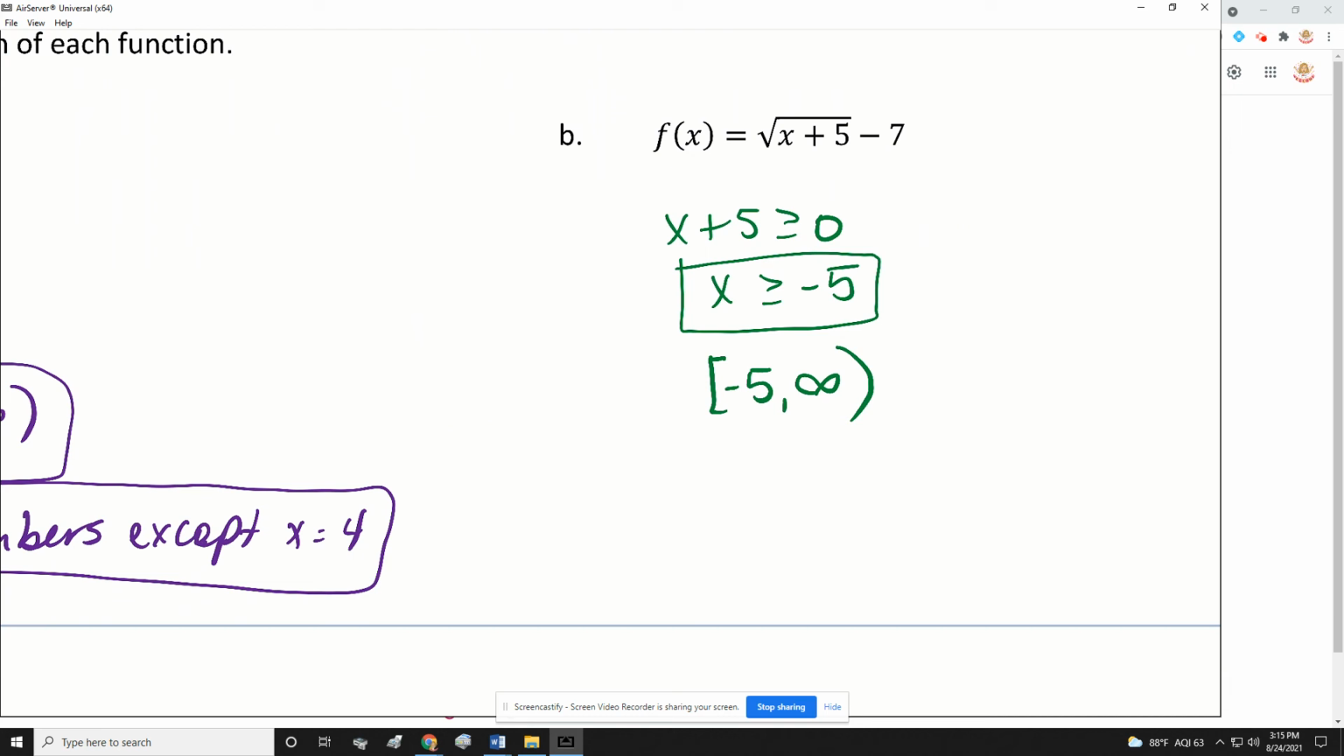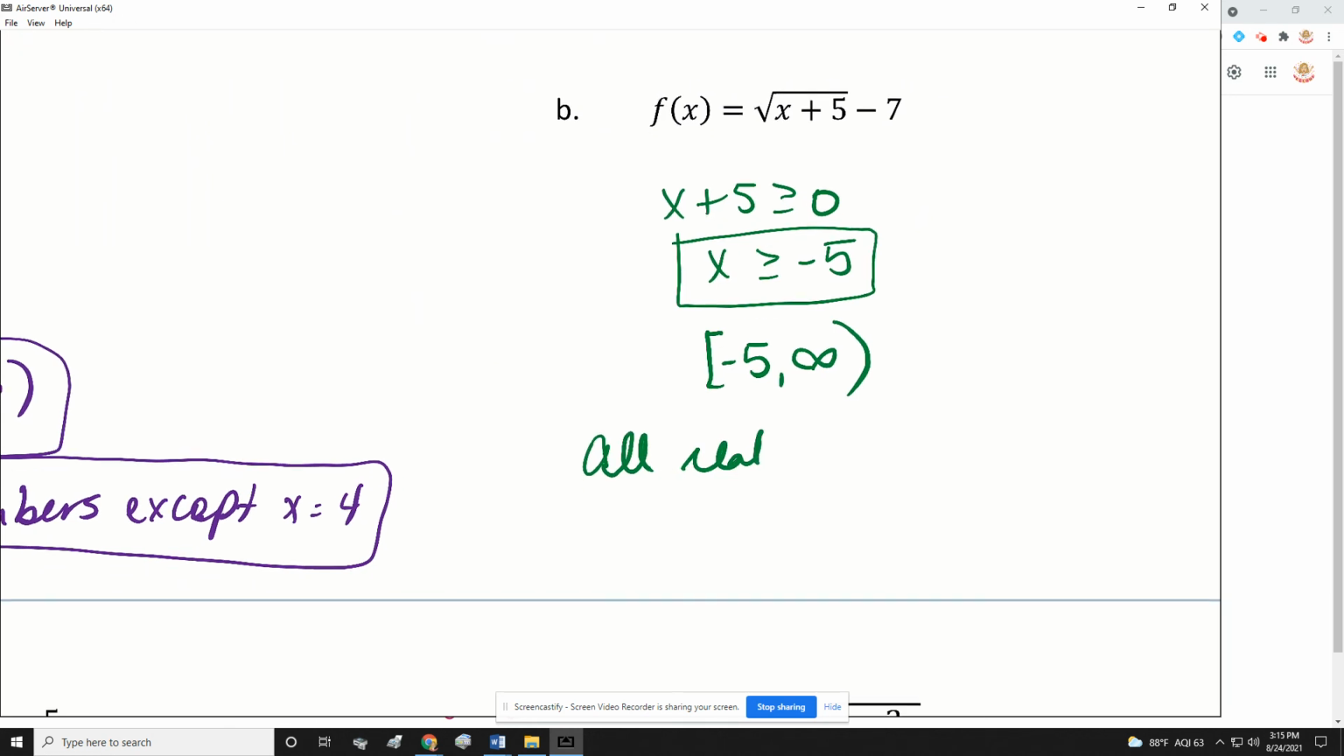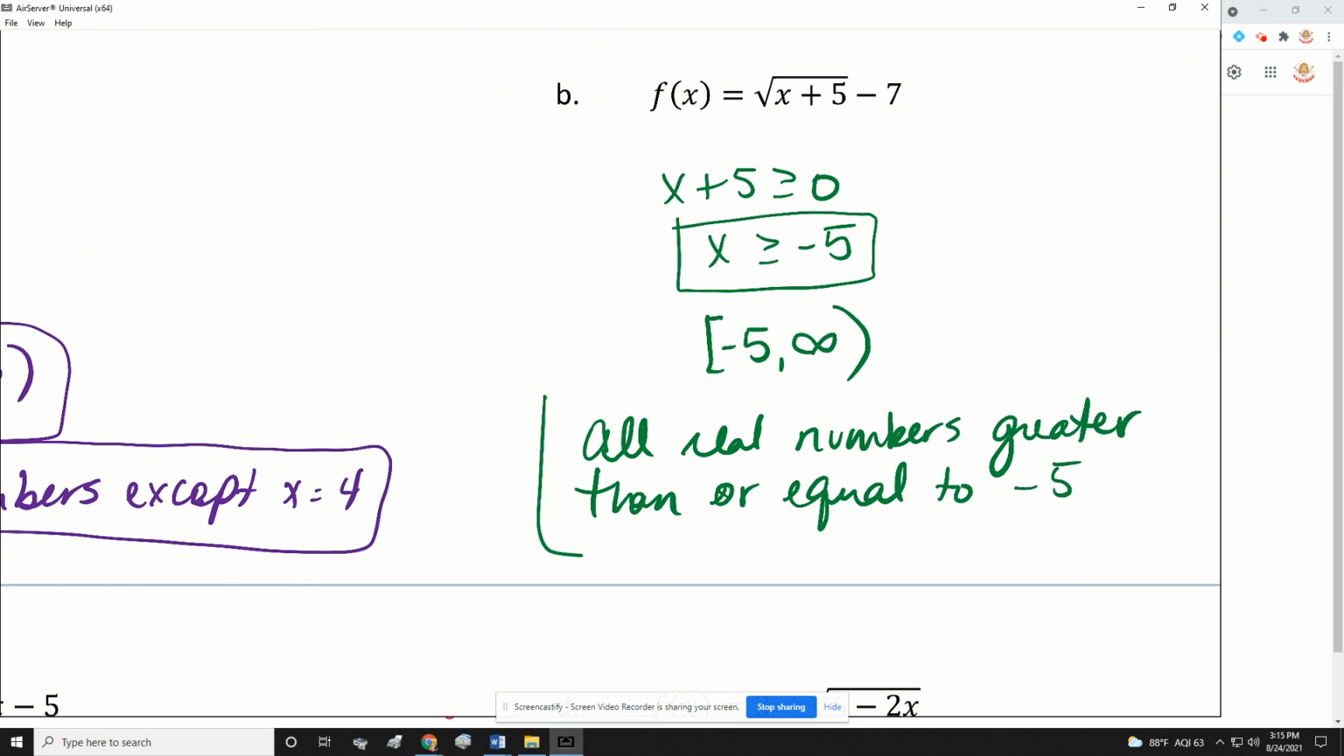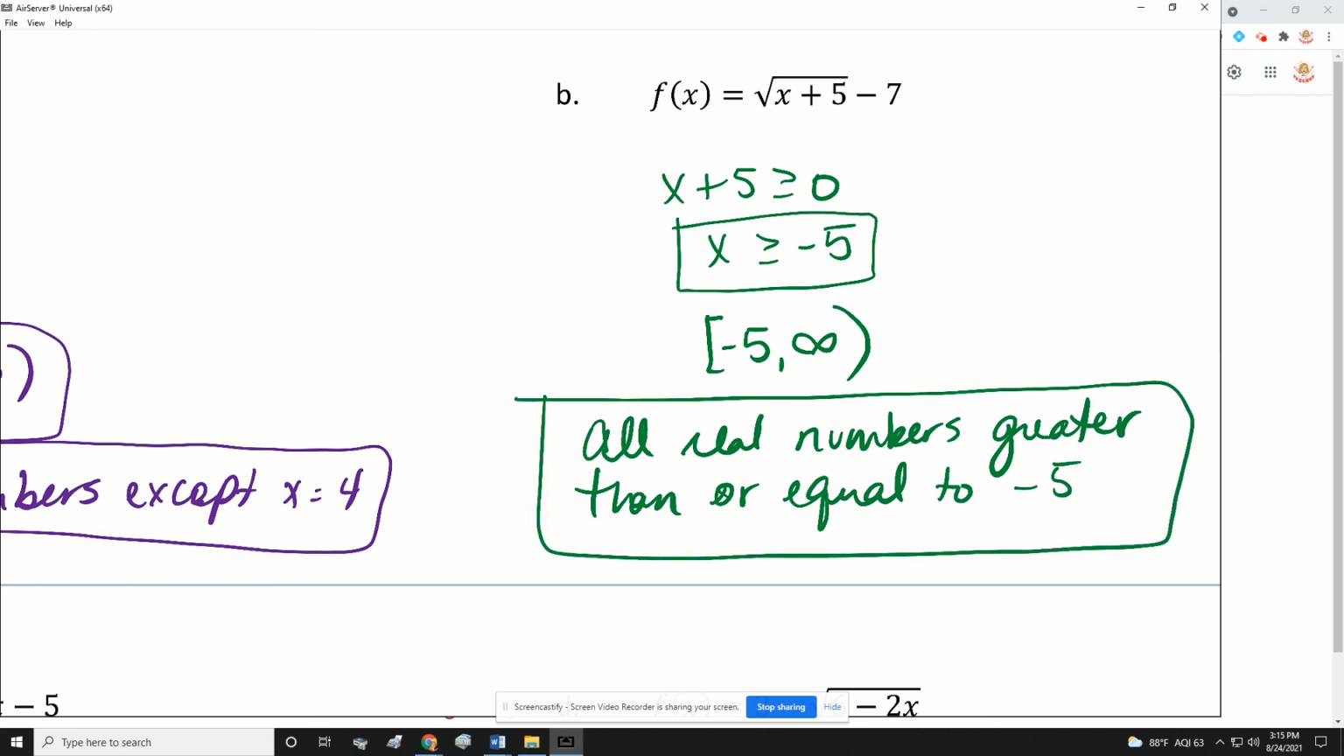All right, and then in words, this is going to be all real numbers greater than or equal to negative 5. Three ways to represent.